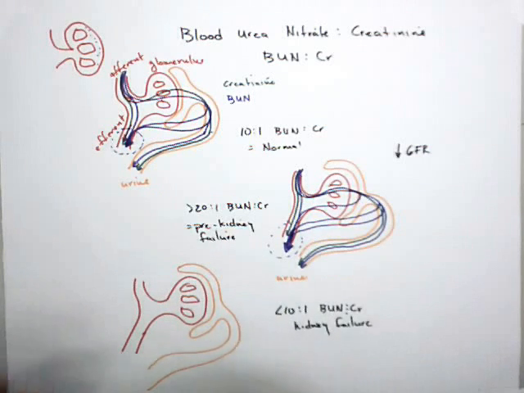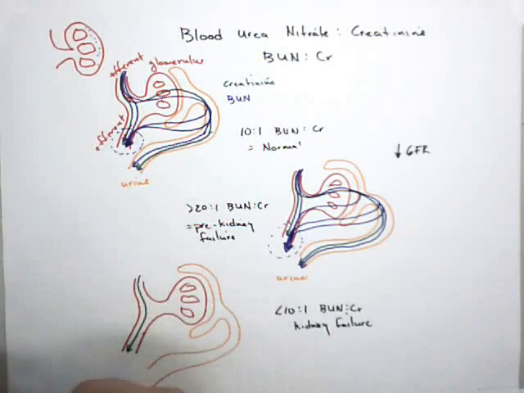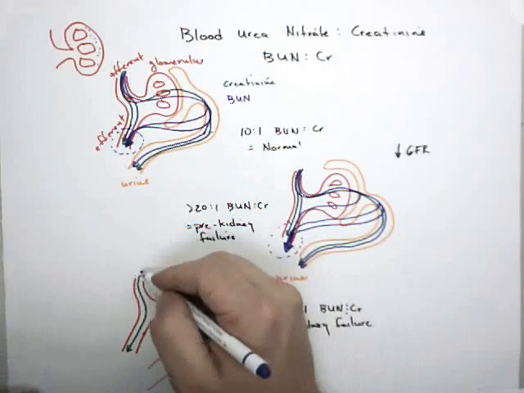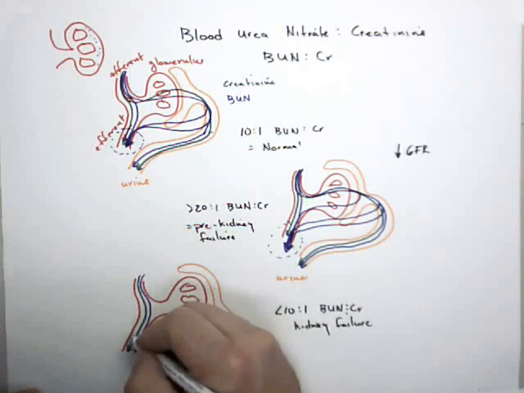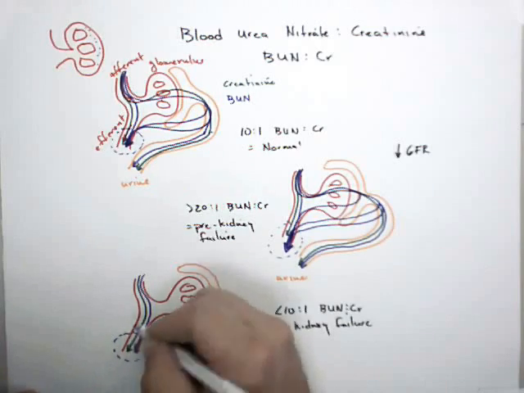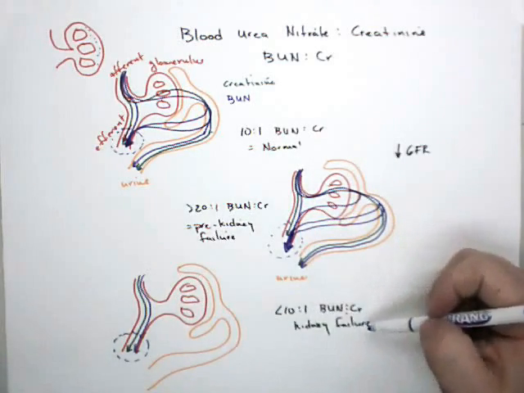Because again, the only way that urea does not have this advantage is if it doesn't pass through the kidney at all. So the only way that creatinine and urea are equal is if we bypass the kidney completely. So a ratio less than 10 to 1 indicates kidney failure.